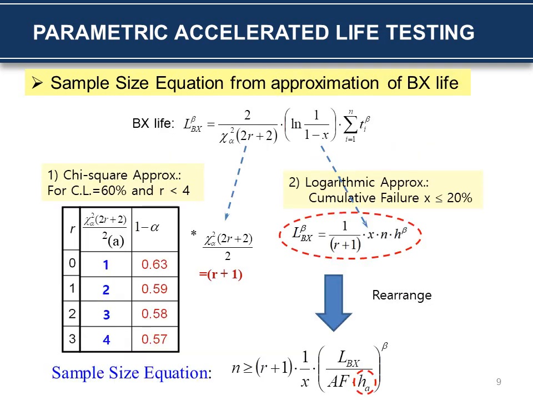To approximate the assessed BX life, we have two approximations. One approximation is the chi-square distribution. Another approximation is cumulative failure. If the confidence level is 60% and r is less than 4, the chi-square distribution will have r plus 1 degrees of freedom. When the cumulative failure is less than 20%, the Weibull term will be approximated to x. Finally, the approximate BX life equation is rearranged, and we can obtain the sample size equation.